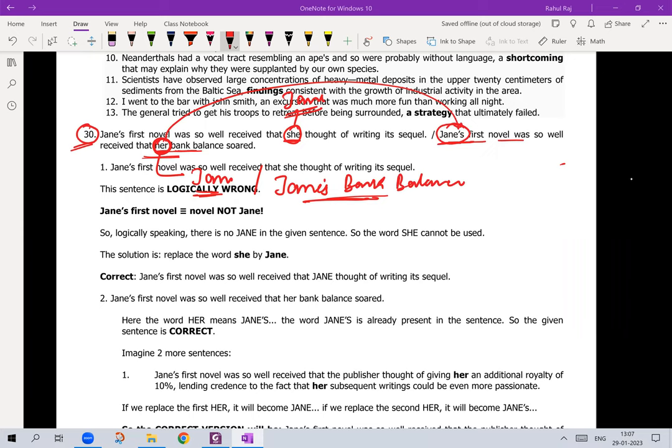Right. Okay. I think just solving questions will make it better. Yeah, it will be 100% better. But just understand the whole point: imagine if you write here Jane, is this making any sense? Jane's first novel was so well received that Jane bank balance. It is not Jane bank balance, it is Jane's bank balance, because we are talking about the bank balance over here. Yeah, so got it. Jane's is already written over here, so this her is 100% fine.